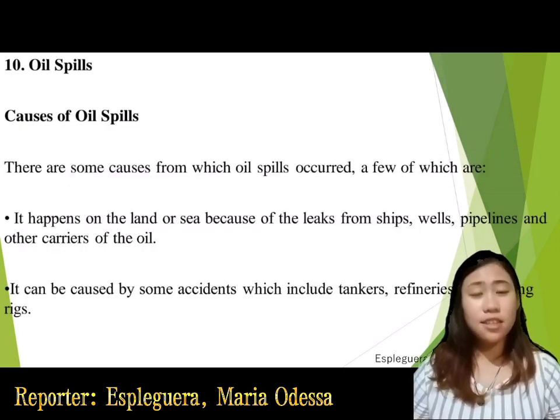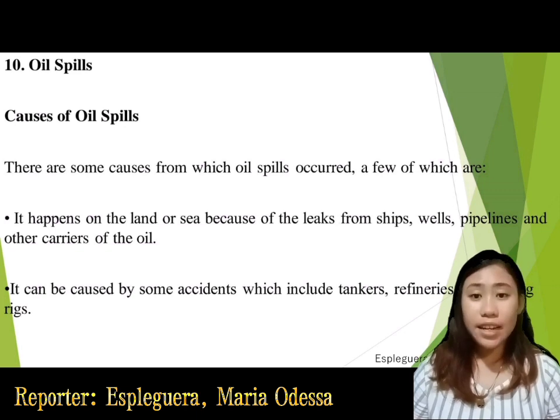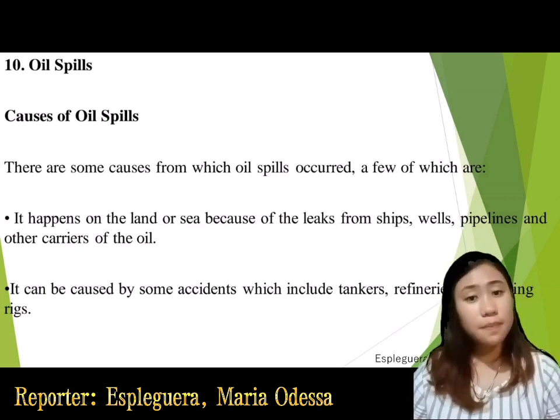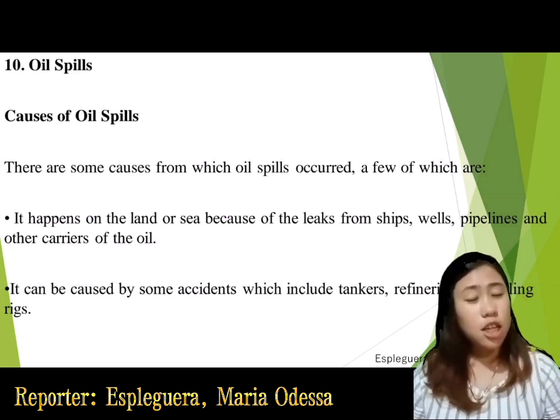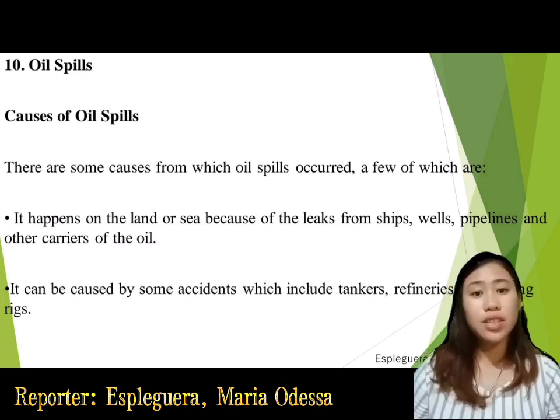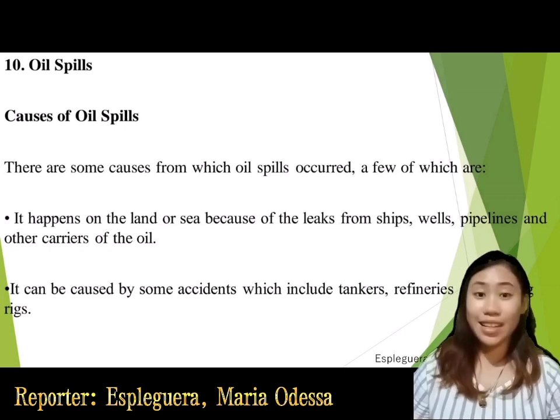Now we have the oil spill. So here are the causes of oil spills. There are some causes from which oil spills occur. A few of which are: it happens on land or sea because of leaks from ships, wells, pipelines, and other carriers of oil. It can be caused by accidents, which include tankers, refineries, and drilling rigs.